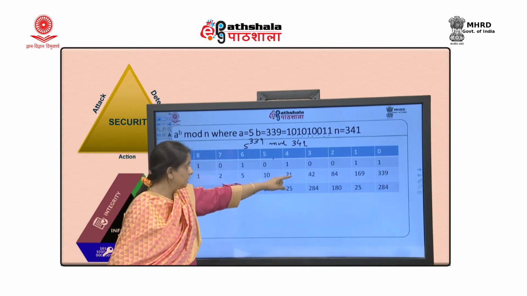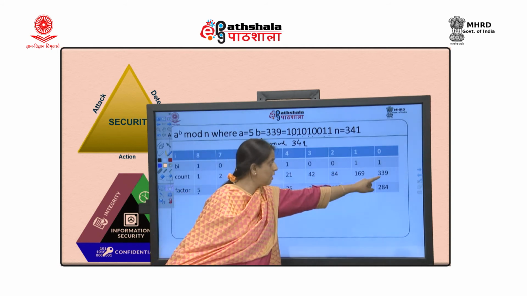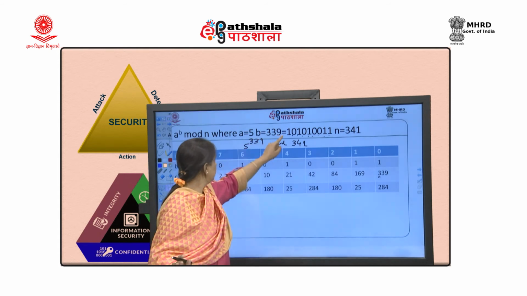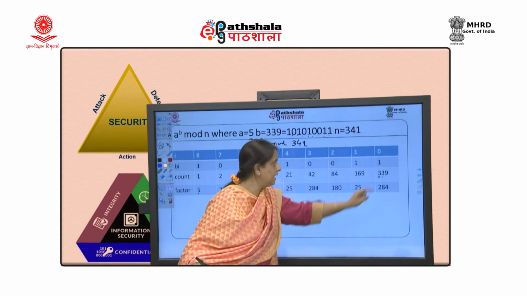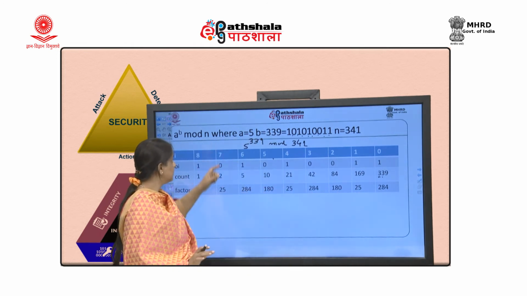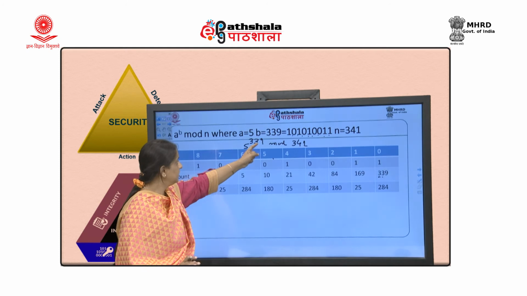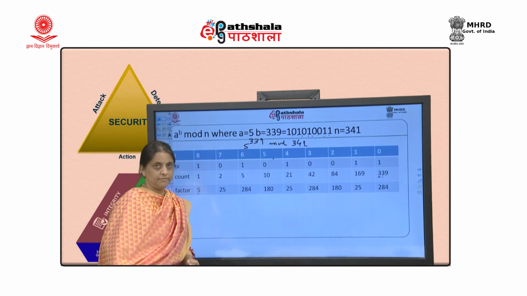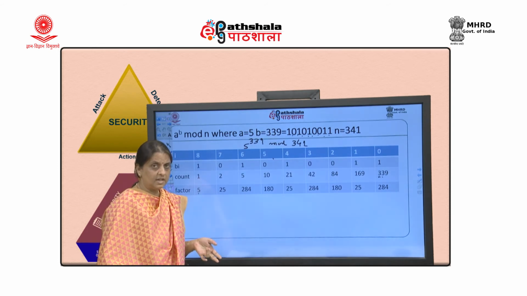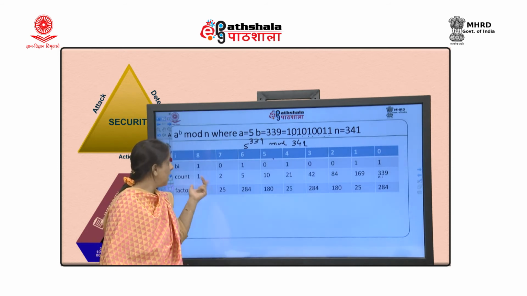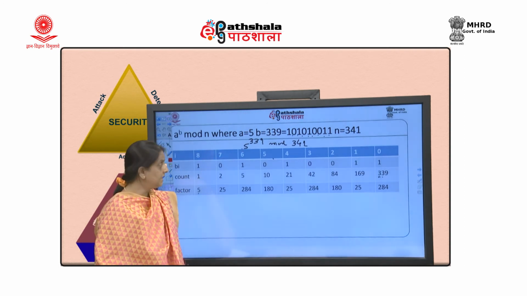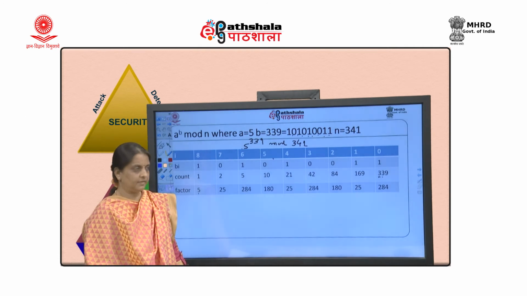So, keep on computing. What you should observe is that in the last iteration you will get the count value equal to the b value, that is 339, and whatever is the factor value, that is your result of 5 raised to 339 mod 341. If this algorithm had not been there, think of a situation how you would have calculated 5 raised to 339 and then applied the modulo 341.